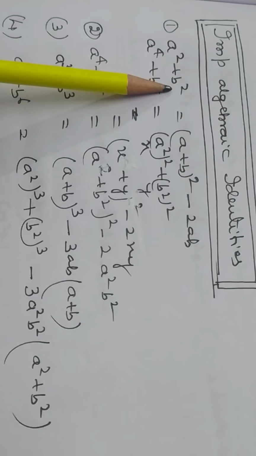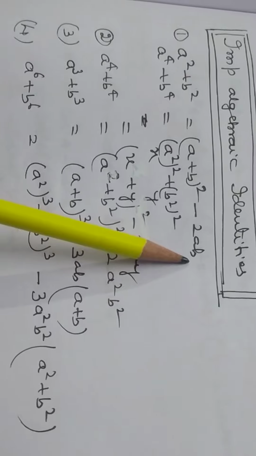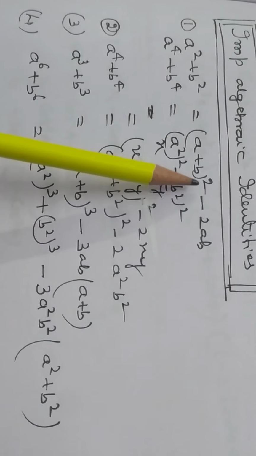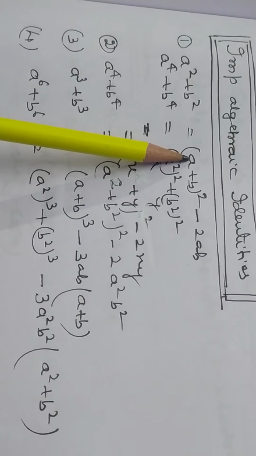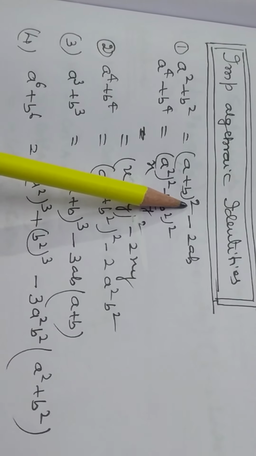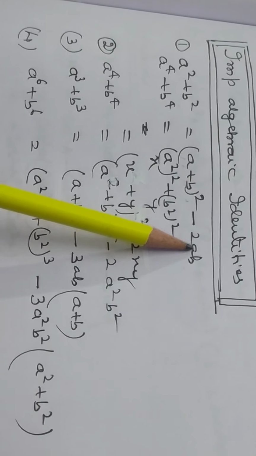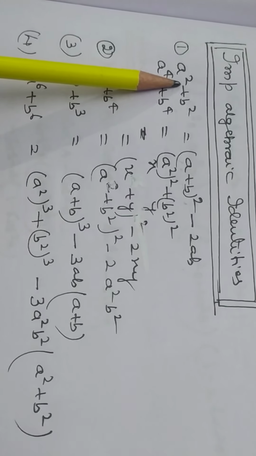a square plus b square can be written as (a plus b) whole square minus 2ab. Expand it. The value of (a plus b) whole square is equal to a square plus b square plus twice ab, and this twice ab and minus twice ab cancel out. So finally we have a square plus b square.